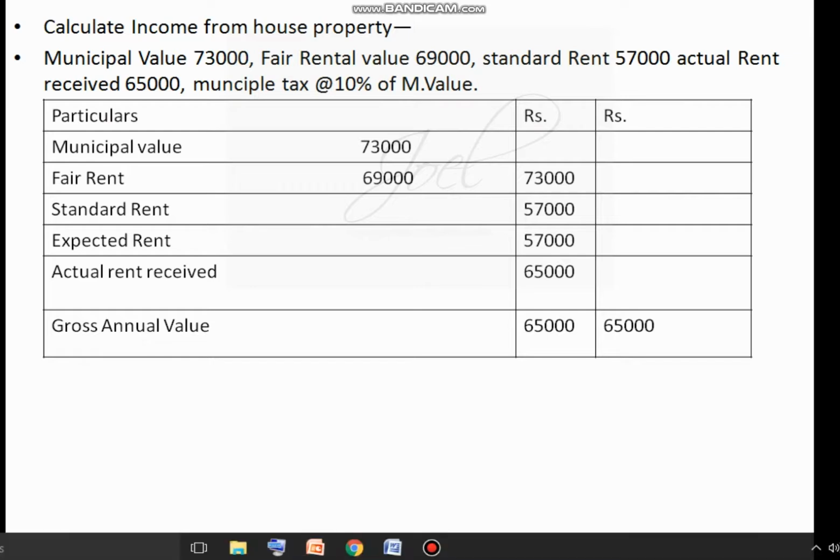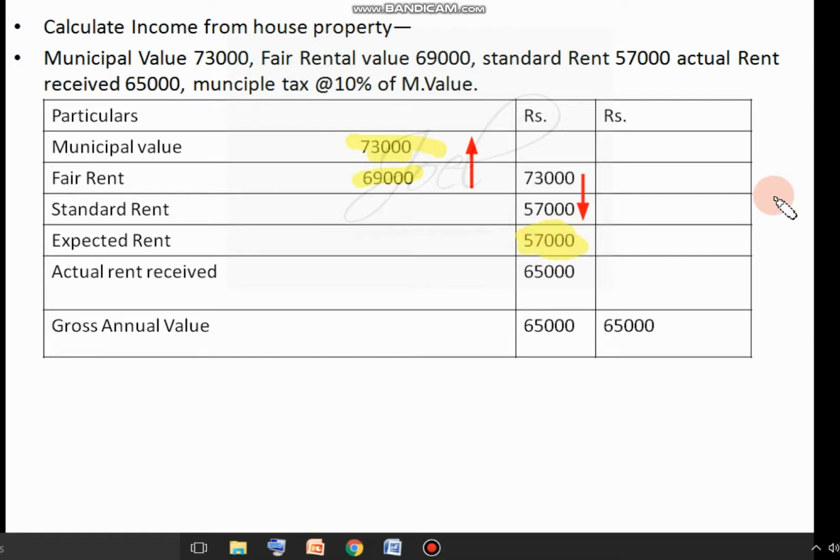Now we'll consider what all things we have to consider: municipal value and fair rental value. Of these two, the highest one will be used in our calculation. So the highest one is 73,000. That 73,000 and the standard rent we have to compare. Of these two, the lowest amount will be our expected rent. So the expected rent is 57,000.